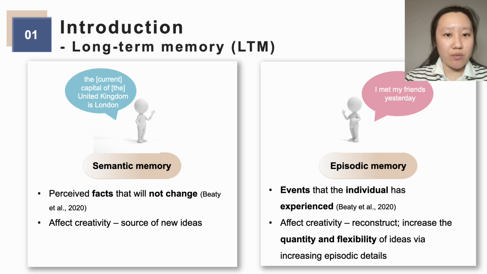There are 2 categories of long-term memory which are important. The first one is semantic memory and the other one is episodic memory. Let's start with semantic memory. Semantic memory usually refers to the perceived facts or concepts that will not change based on the time, based on the location, or based on your experiences. For example, the current capital of the United Kingdom is London. It will not change based on where you are. It will not change based on your experiences.